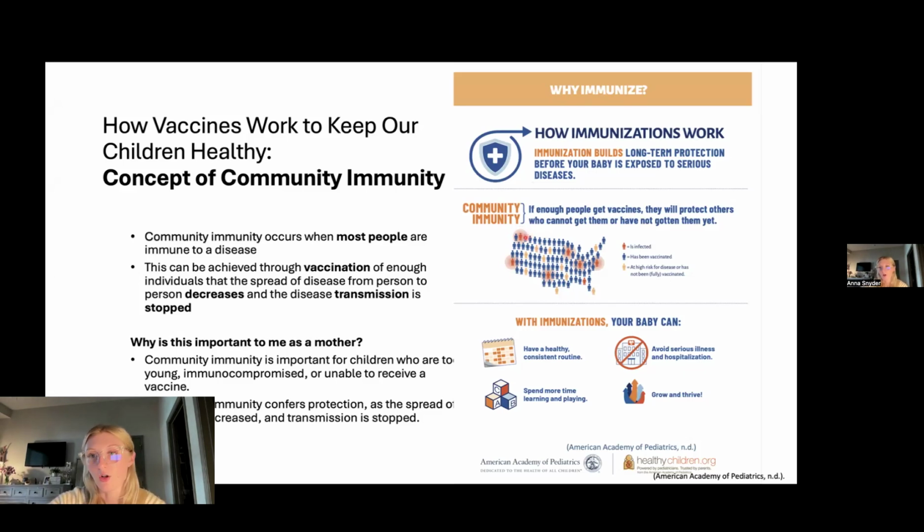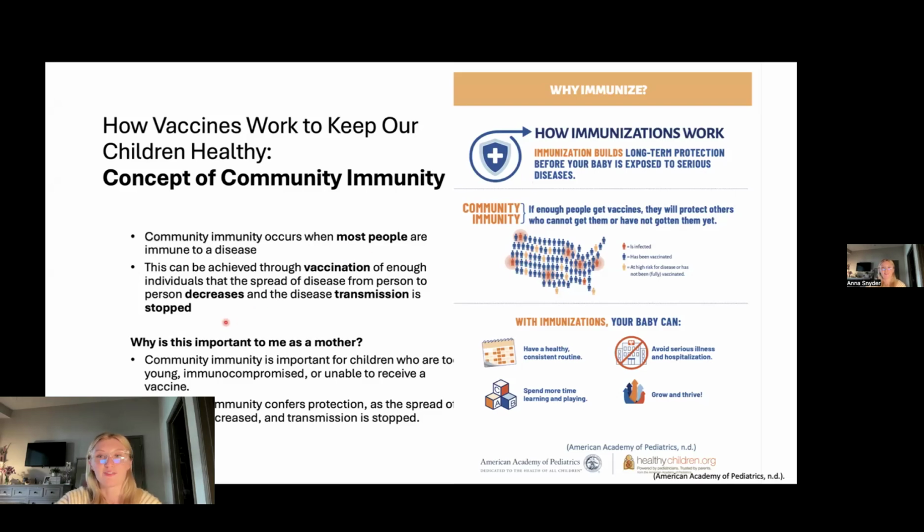All it takes is one person to be infected with the disease, to get introduced into the population, and then come into contact with individuals who are not immune to the disease. And that's how the disease starts to spread again.